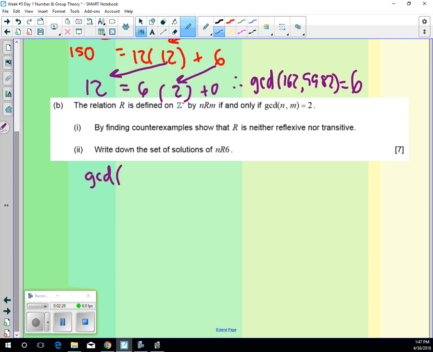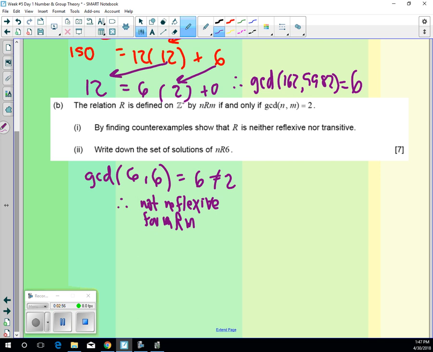Yeah, that's all you have to do. 6 comma 6. What will that be equal to? 6, which is not equal to 2. Therefore, not reflexive for nRm. I would even say mRm.